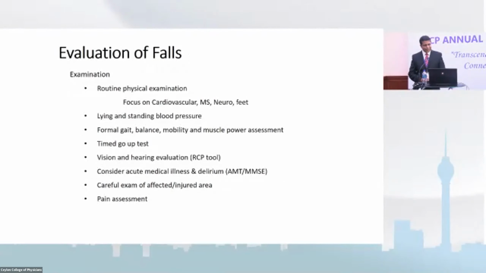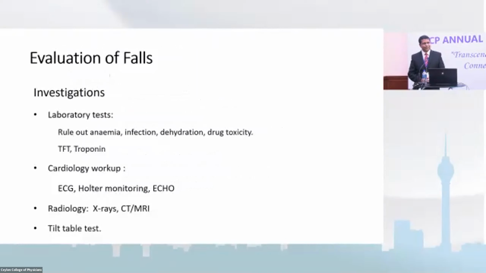I will mention those things during my talk: visual and hearing evaluation, and the other stuff like whether there's any acute medical problem or any acute mental problem like delirium, and then pain assessment and sites of injuries. So investigations. We have to rule out anemia, infection, dehydration, and we have to see whether there are any cardiac problems like MI or arrhythmia, so ECG, Holter, radiological investigations, tilt table test, troponin, whatever.